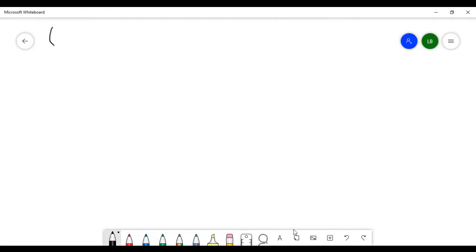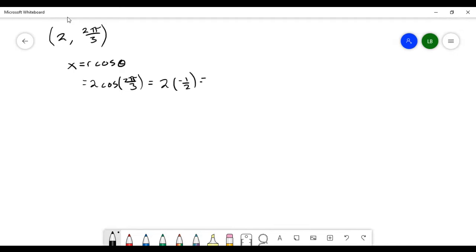Let's see. We're going to do one more point conversion. This time, we're starting out with a polar point, and we're going to convert it to a rectangular point. Remember, we can just say that x is equal to r cosine theta. In this case, that's 2 cosine of 2 pi over 3, which is 2 times negative 1 half, which gives us negative 1 for our x component.